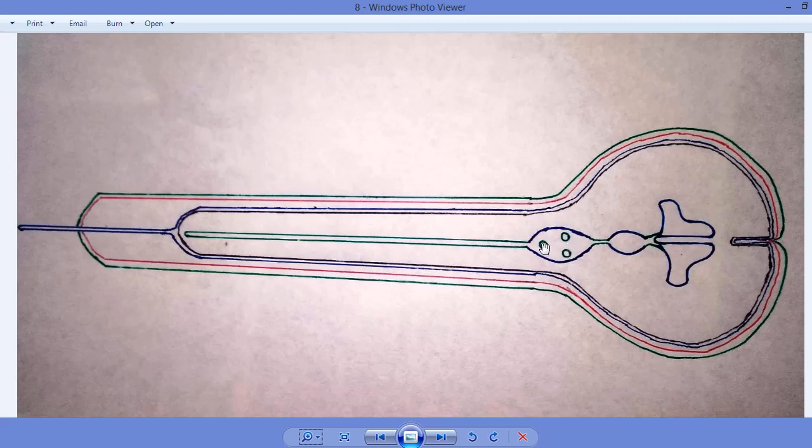This goes dorsally to the subarachnoid space, and these go laterally to the subarachnoid space. These are the lateral foramina, and this is the central foramen. This is called foramen Magendie, and these two are called foramen Luschka.